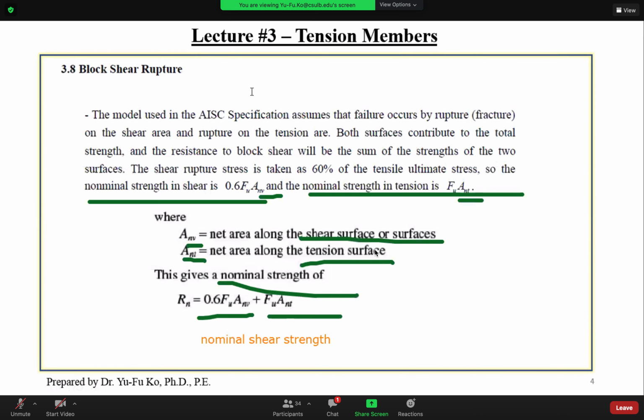The first term. The second term will be the nominal tensile strength on ANT, and this is the nominal shear strength on AMV. So the first term is this one, the second term is this one. The combination of the two will give you the nominal strength of so-called block shear.